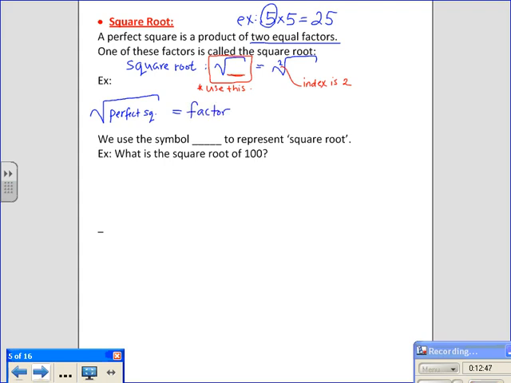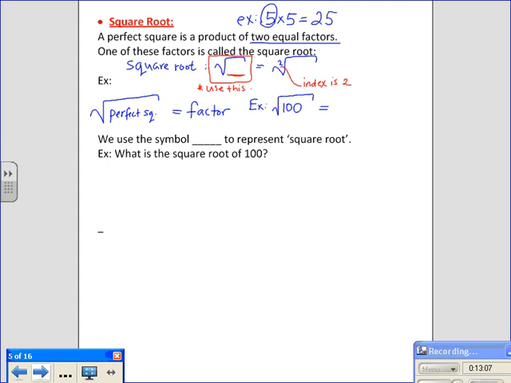All right, so let's have a look at an example. Let's do 100. Square root of 100. What is the square root of 100? Again, you could do that in your calculator. You can hit that square root symbol, put in 100, and it gives you an answer.